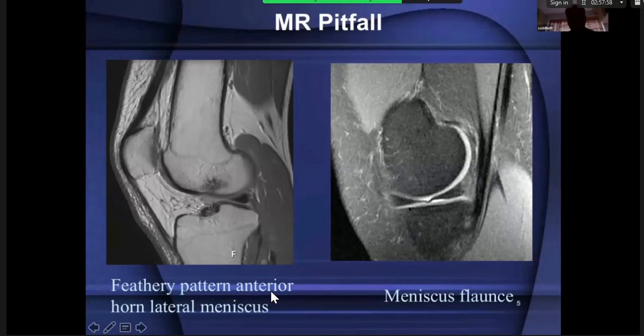The second important pitfall is the appearance of a wavy contour of the medial meniscus, which is called meniscal flounce. And that again is a normal appearance. It's not a tear, it's not a deformity.